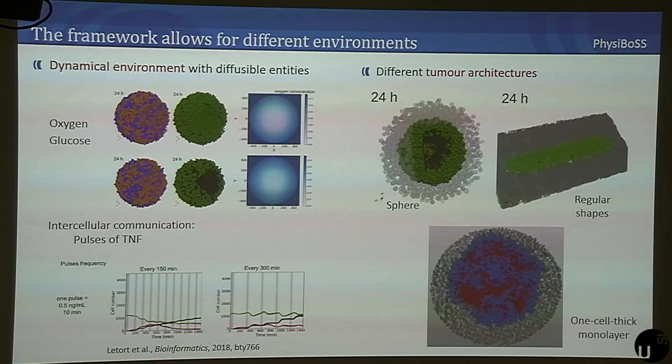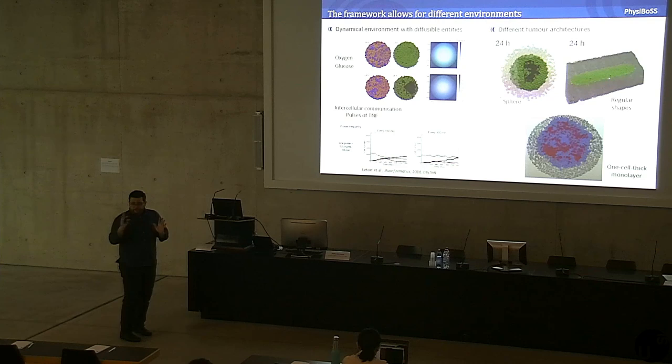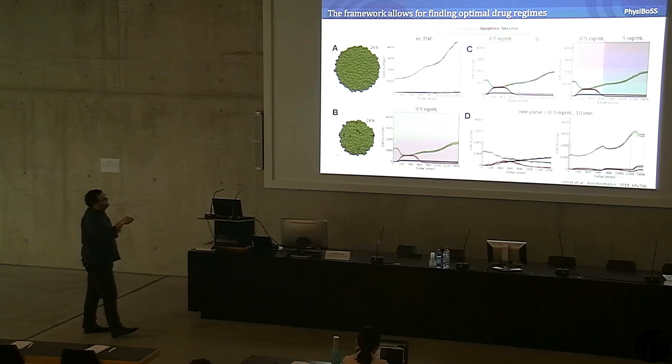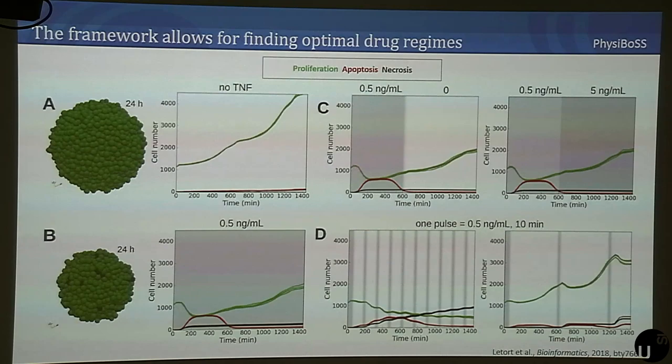And also, the presence of the TNF in the environment can be dynamical, in the sense that you can have pulses of it. So this was a very nice experiment that we did, not having a constant presence of TNF, but having, each 150 minutes, I think it was, a pulse of TNF and seeing what happens. And in fact, when you don't have TNF, the tumor just grows. When you have a dose of TNF, the tumor first goes down, and then it becomes resistant to the TNF. If you add more TNF, the same behavior happens. If you just add it constantly, the same.